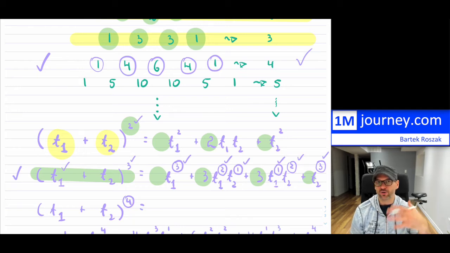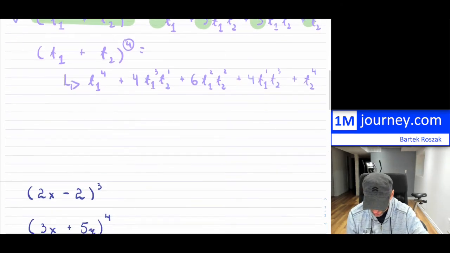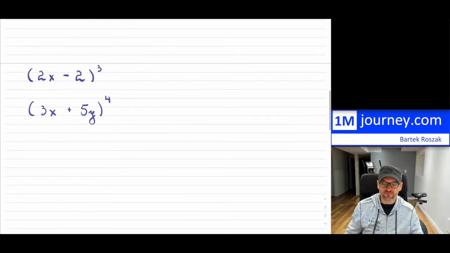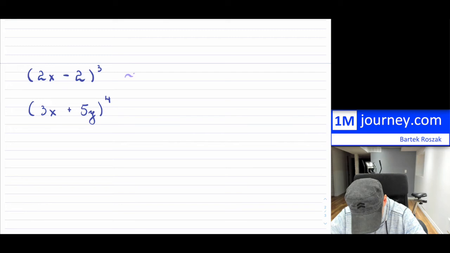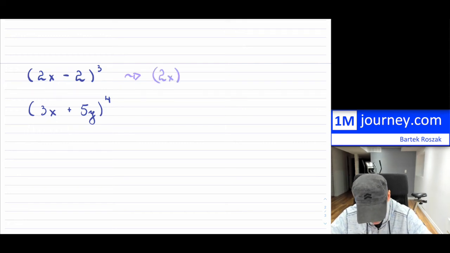Let's see it now on some actual binomials, because here I'm just calling it term 1 and term 2. So let's see how it would work. Here are 2 examples that we have. We're going to take these examples and apply this exactly. Within here, we have to identify our term 1 and term 2. So my term 1 is going to be 2x. That's going to be term 1 right here.